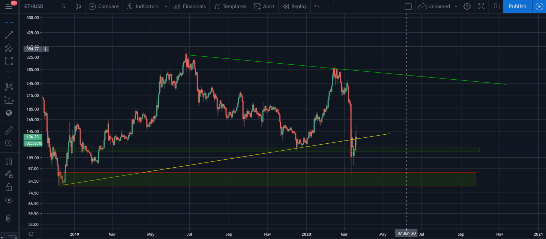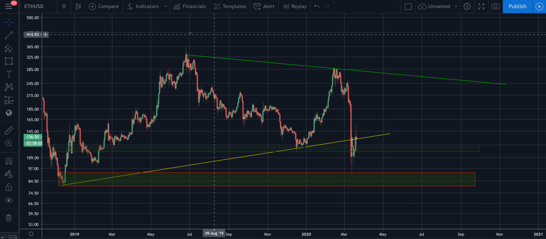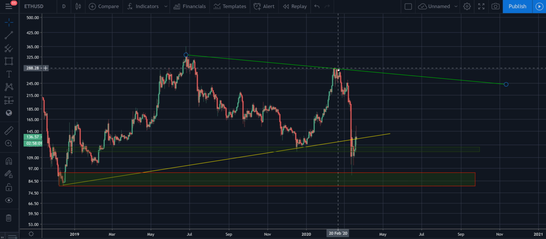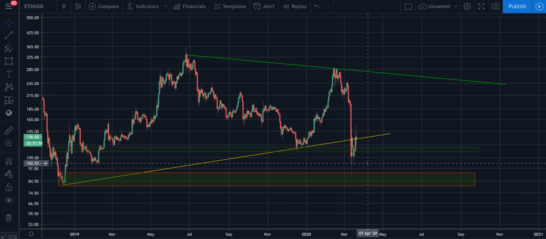And today I'm going to be doing an updated Ethereum USD analysis using the Coinbase pair. So as you guys can see, I have a few different zones and a few different trend lines set up. The top green trend line is a strong resistance where we've seen a bearish divergence be created before, which led to a few drops in price.